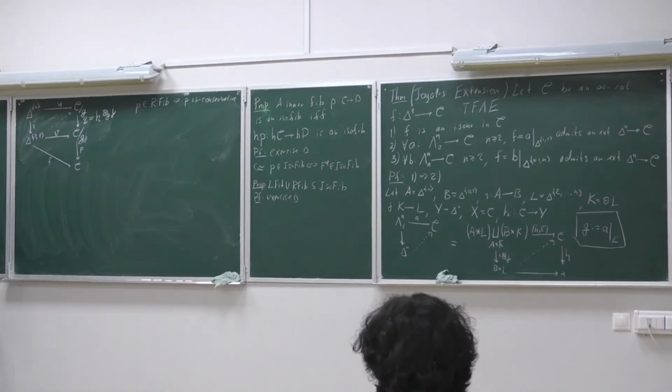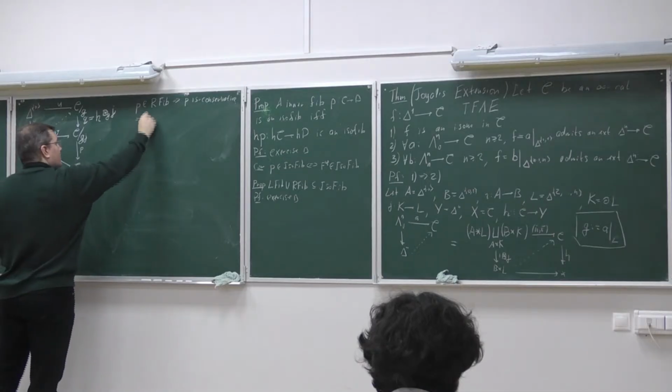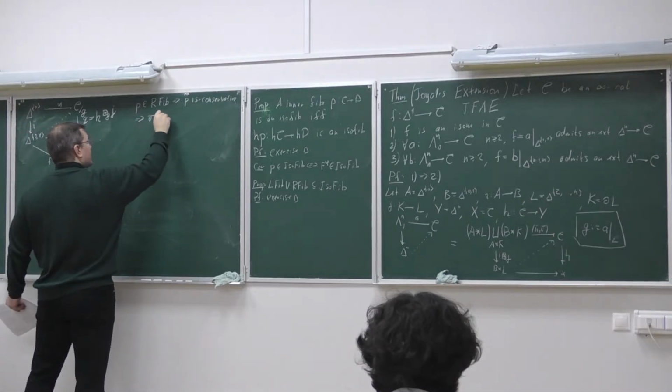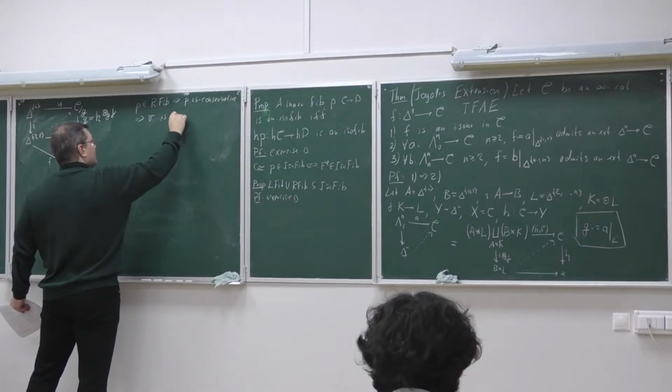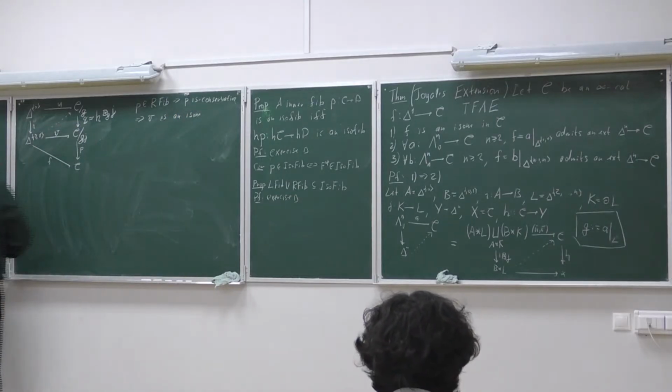Right? But since this is conservative, and F is the edge that represents an isomorphism, and P is conservative, we can conclude that V is an isomorphism. So this is one observation, using that P is a right fibration.